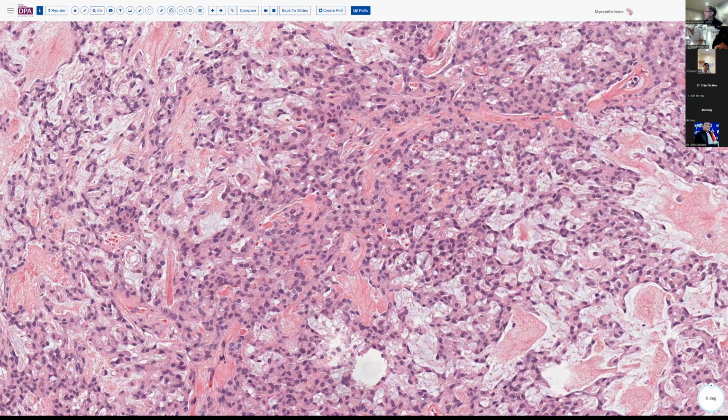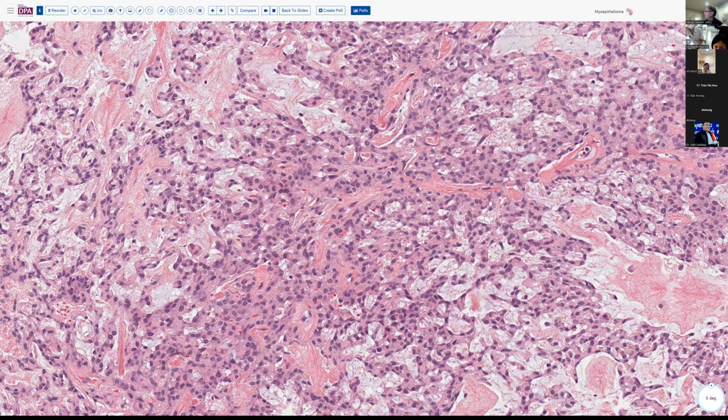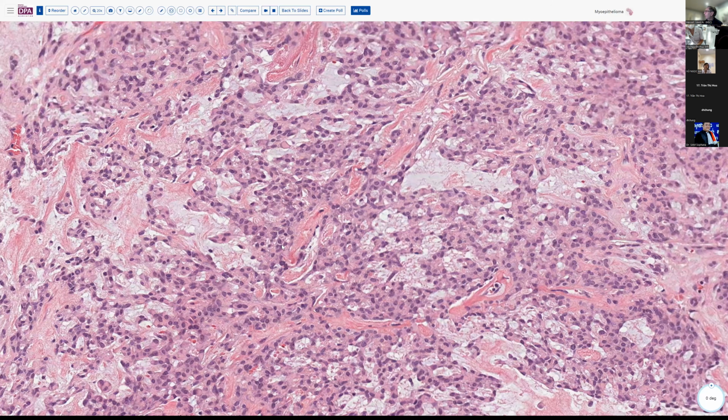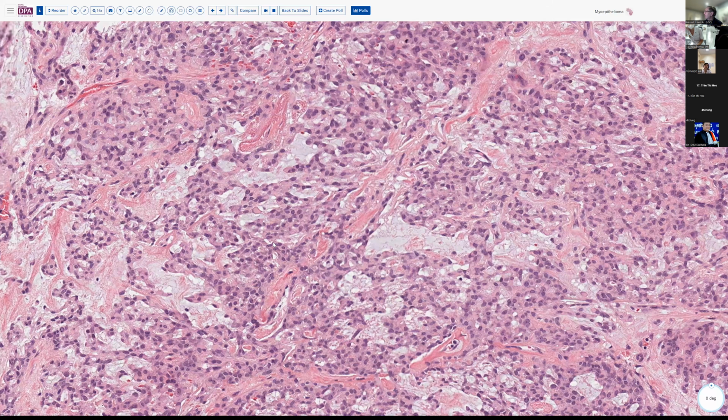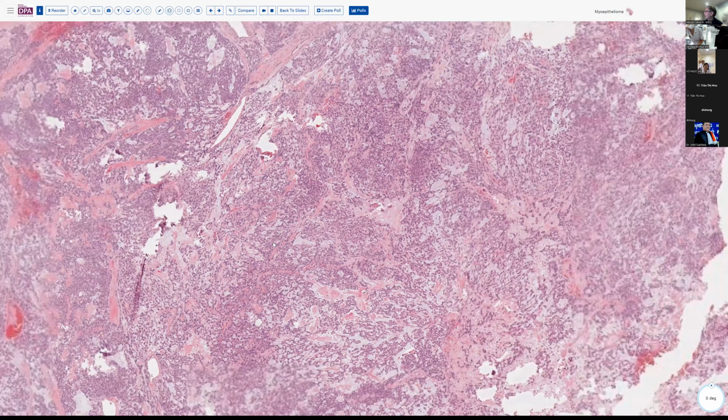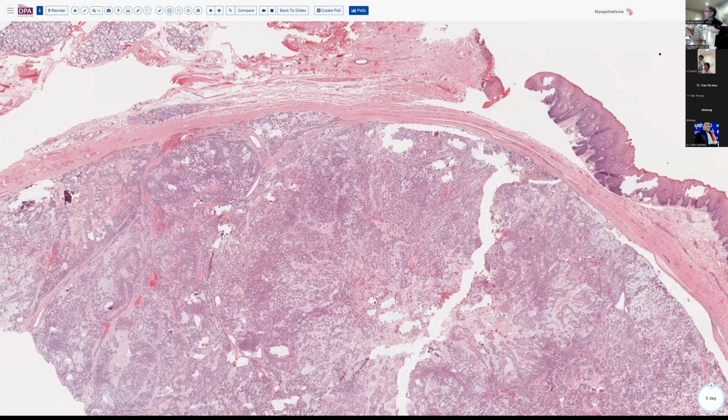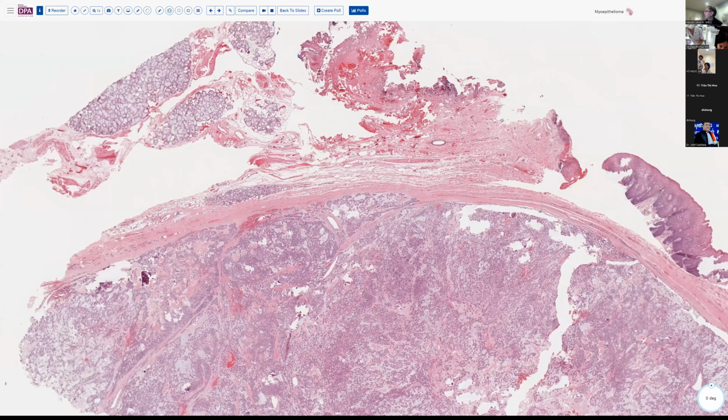We don't see any high-grade atypia here. You'd want to look for mitoses, of course, or any high-grade atypia, or evidence of infiltrative destructive invasion to make sure that you're dealing with a myoepithelioma rather than a myoepithelial carcinoma. But usually this nice sharp circumscription, especially if you're associated with other gland elements here, should steer you towards the benign diagnosis.